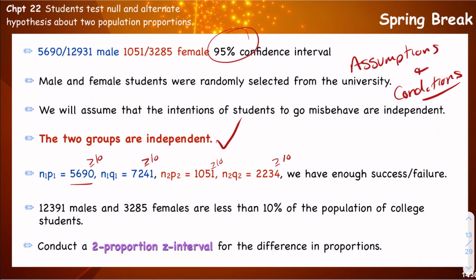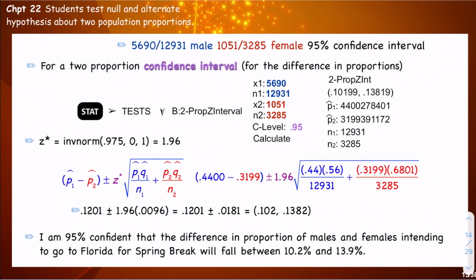And then lastly, 12,931 males and 3,285 females are less than 10% of the population of college students, provided, what is that? Around 15,000, provided that there's 150,000 people that go to college across the country. That's safe to assume. So we're going to conduct a two proportion Z interval for the difference in proportions.